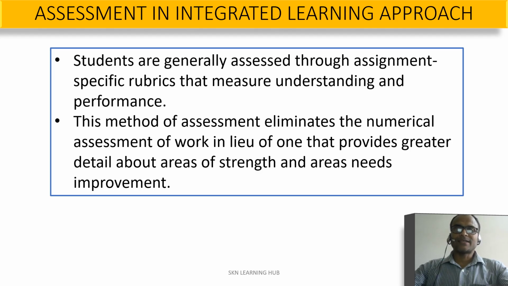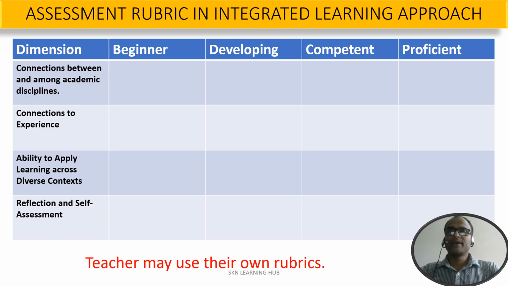Let us discuss one assessment rubric which may be used by the teachers during assessment in integrated learning approach. This assessment rubric consists of 4 dimensions, such as connections between and among academic disciplines, connections to experience, ability to apply learning across diverse contexts, and reflection and self-assessment. Based on the parameters of the specific dimensions, students will be assessed as beginner, developing, competent, and proficient.